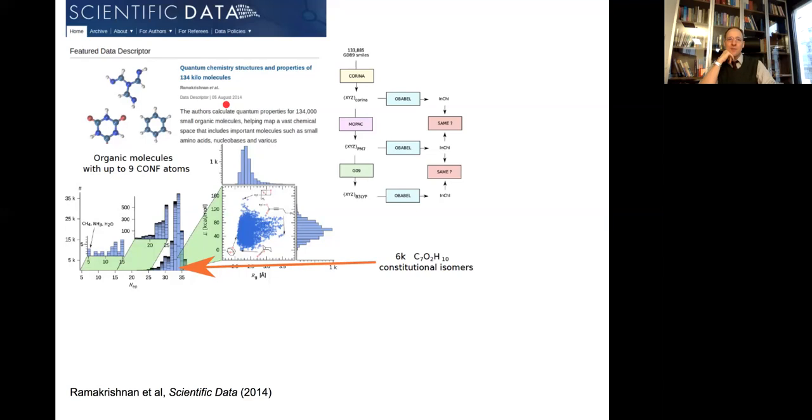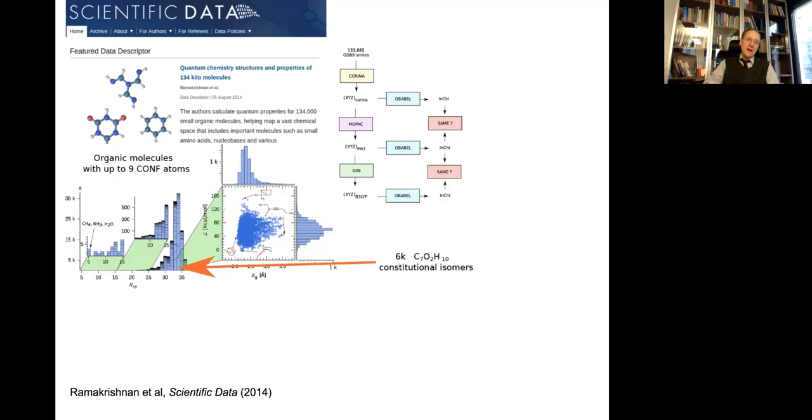It goes up to 17, well, depending on the GDB generation, but the latest, I think, goes up to 17 heavy atoms, not counting hydrogens. And so from these strings, we selected all the smallest molecules with up to 9 heavy atoms, right? So there's roughly 134,000 molecules in this. And this is what we dubbed the QM9.